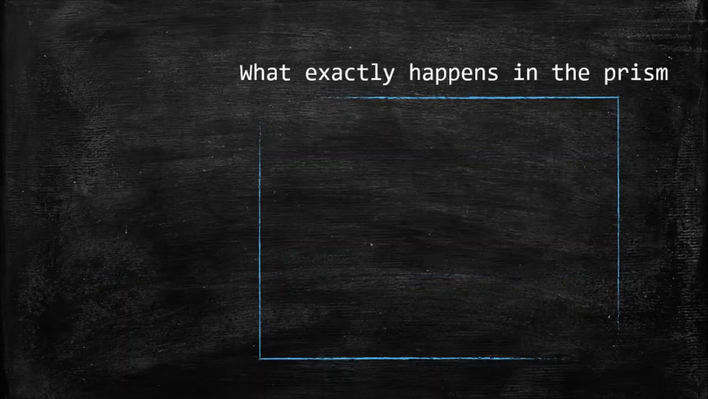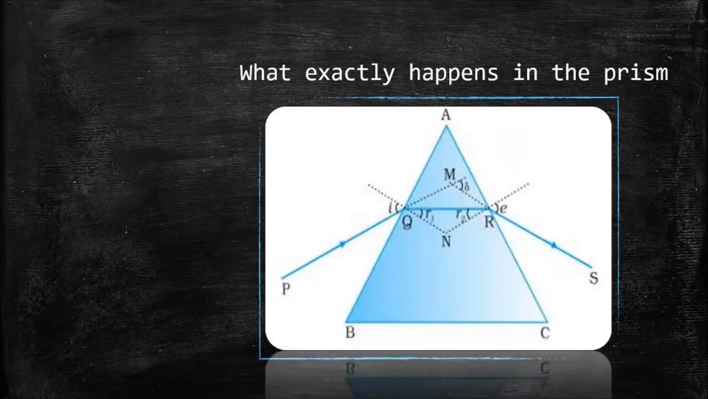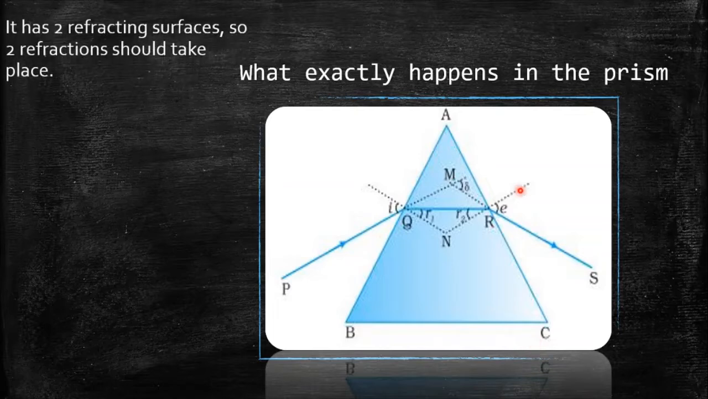So let's get started. But hold on, before we get to the crux of our formula, we must first know what exactly happens in the prism. Like always, I do have a diagram at our disposal. So, what do you see here? ABC is the principal section of my prism. I also know that this prism has two refracting surfaces, right? The first one was the tapering surface AB and the second one was the other tapering surface, that is AC.